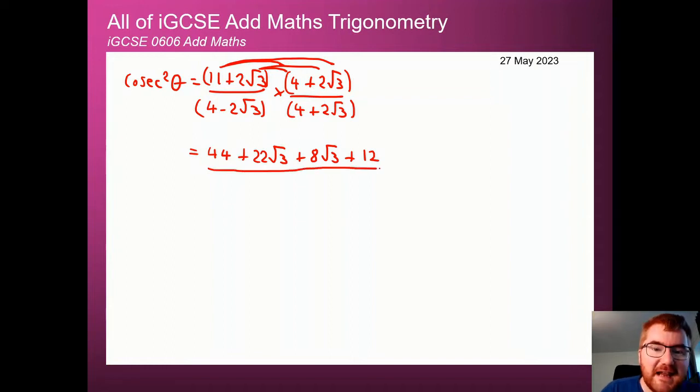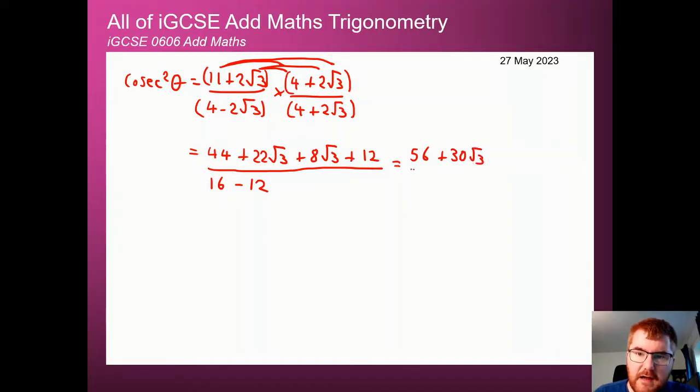If we do the same at the bottom, 4 times 4 is 16. The cross terms we know are going to disappear anyway. And then minus 2 root 3 times plus 2 root 3 is minus 12, using what we already did in the numerator. Simplify this down, then we get 56 plus 30 root 3 over 4. And it's not quite in the form that we want at the moment. Again, we want it in this a plus b root 3 form.